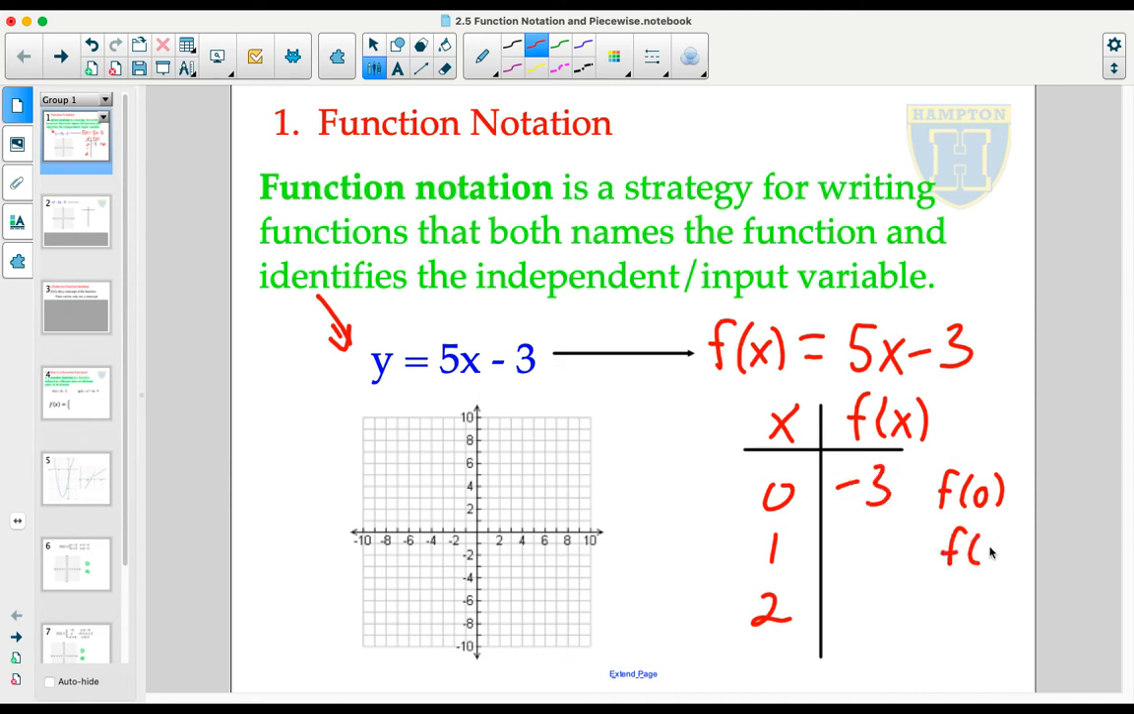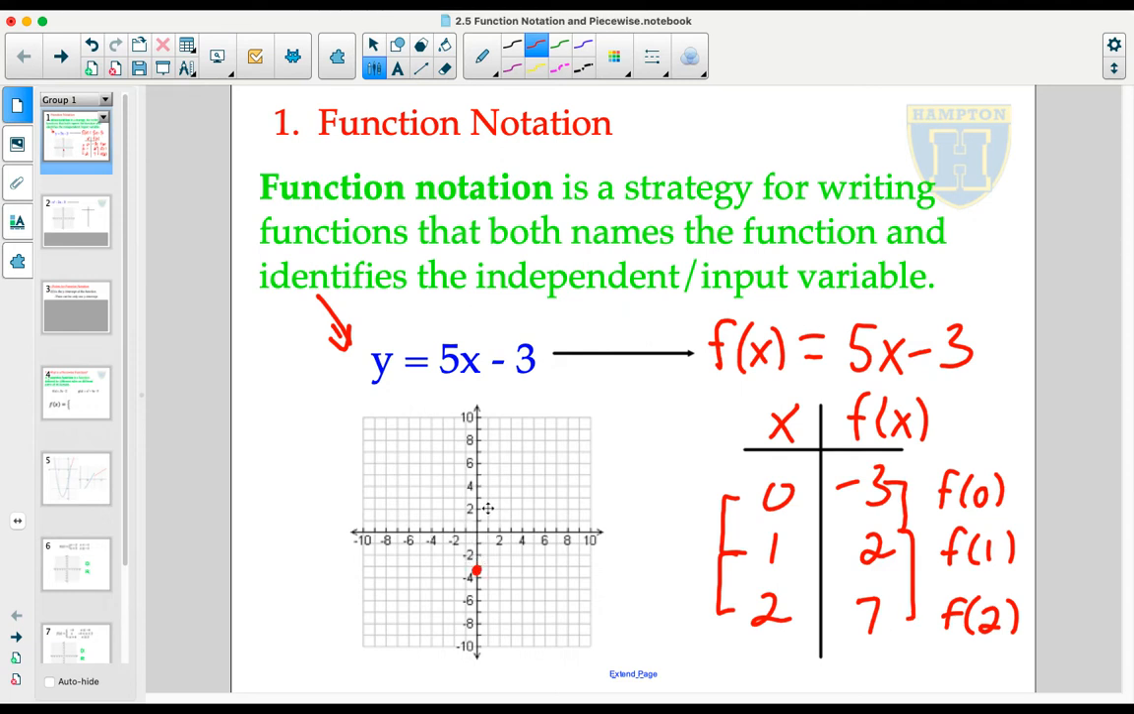F of 1, which is 5 times 1 minus 3, is 2. And f of 2, which is 5 times 2 minus 3, which is 7. We should notice that as we went up by 1 over here, we went up by 5 over here. That's exactly what our slope suggests. And then we place those points on the graph.